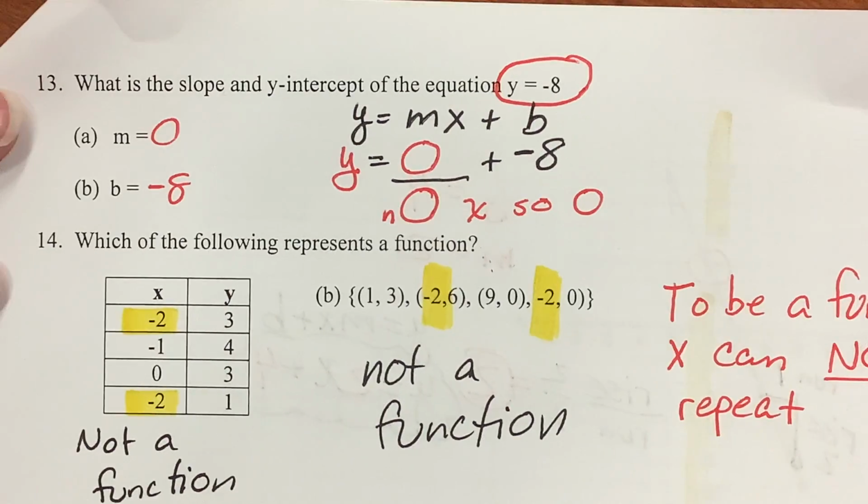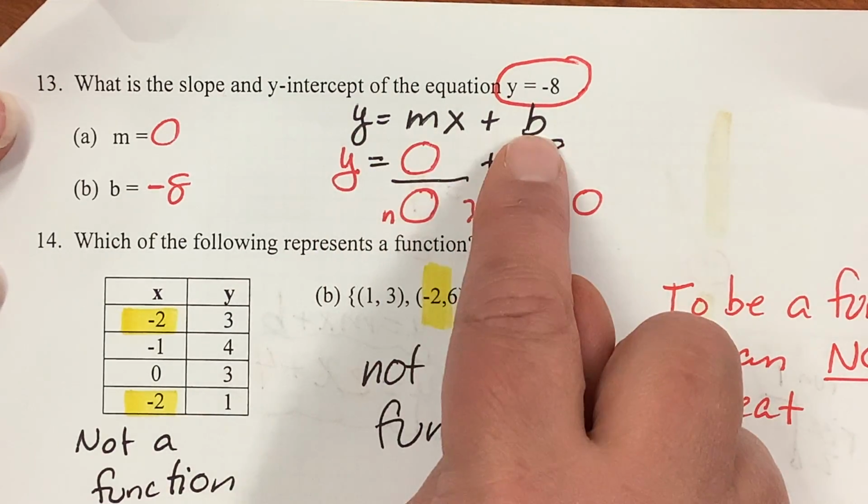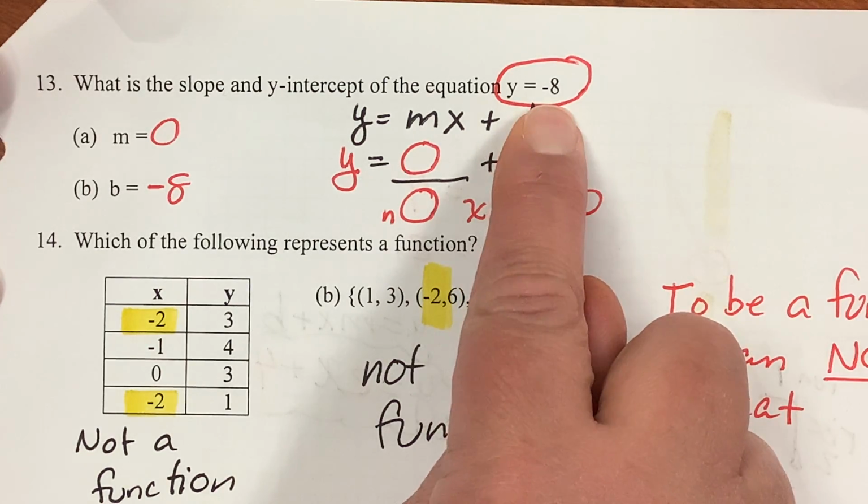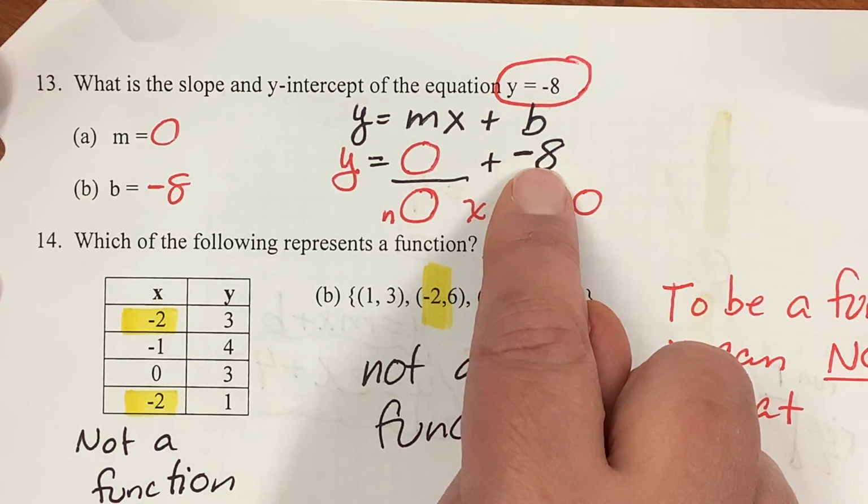So for this one, back to y equals mx plus b. Y is -8. -8 is b.